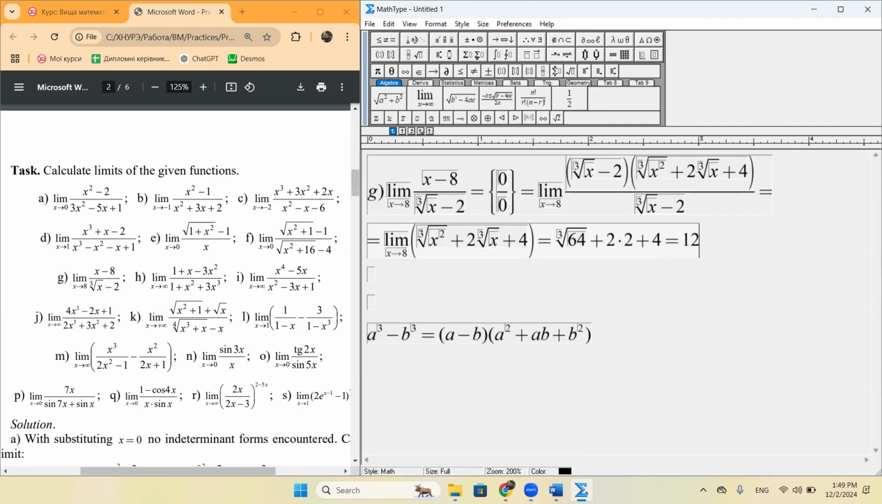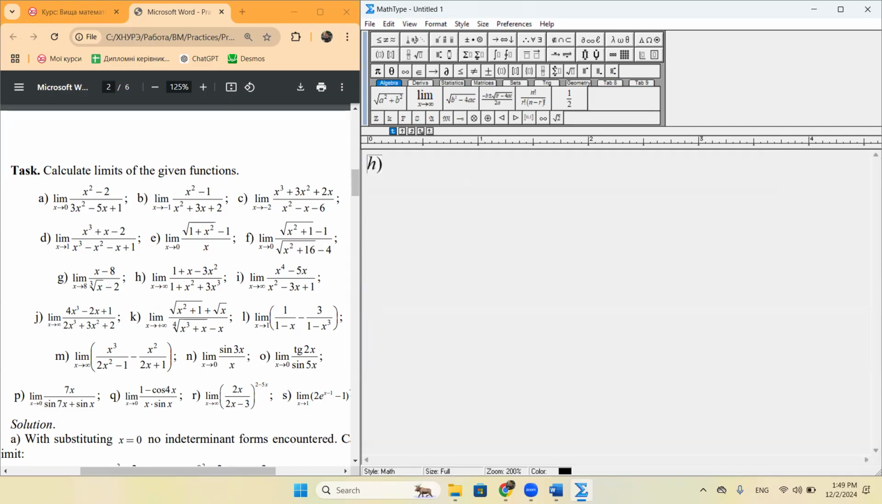Any questions about this task? So it even looks simpler than F. So less calculations and less transformations. So any questions or no questions? No questions. Okay, so moving to the next part. So next exercise. So H.